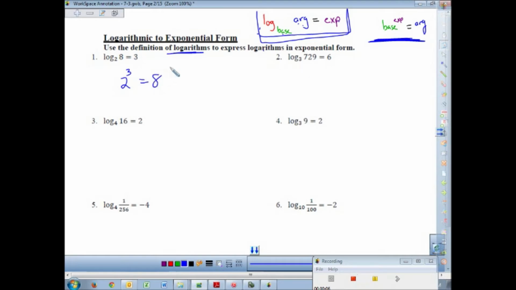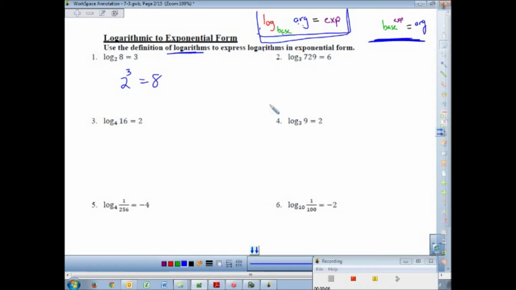Now, you look at that. True or false? Is 2 to the third 8? Every one of these has to be true, right? This is an equation to start with. All we're doing is just rewriting it in exponential form. There's two forms. Logarithmic form, you know it's in logarithmic form because it's got the log in it, and exponential form.